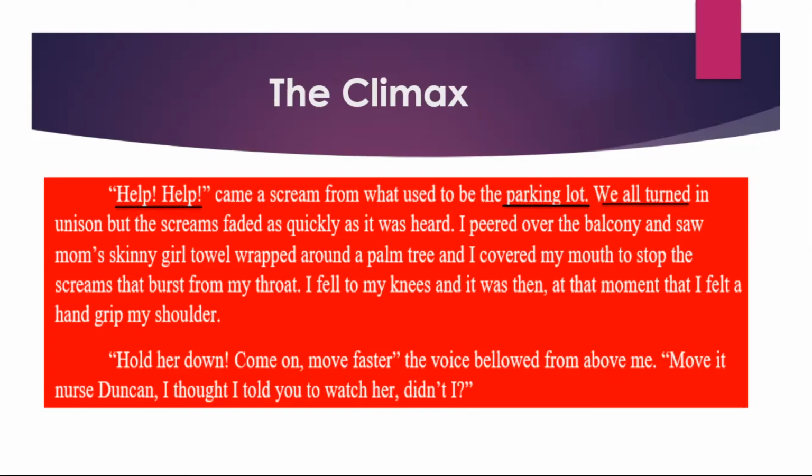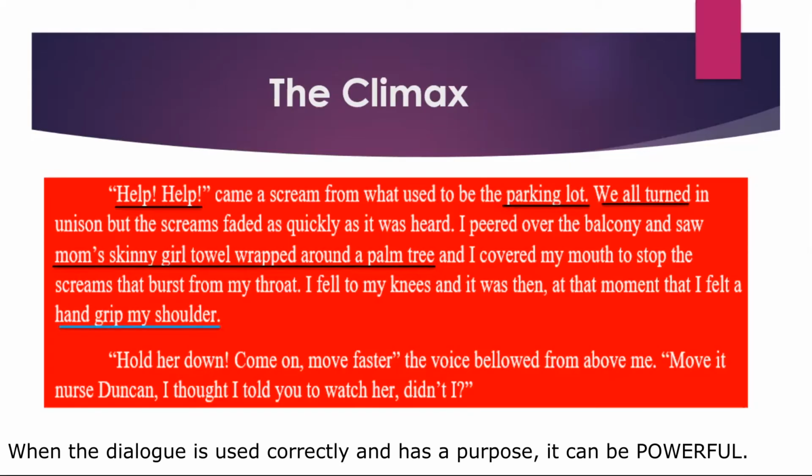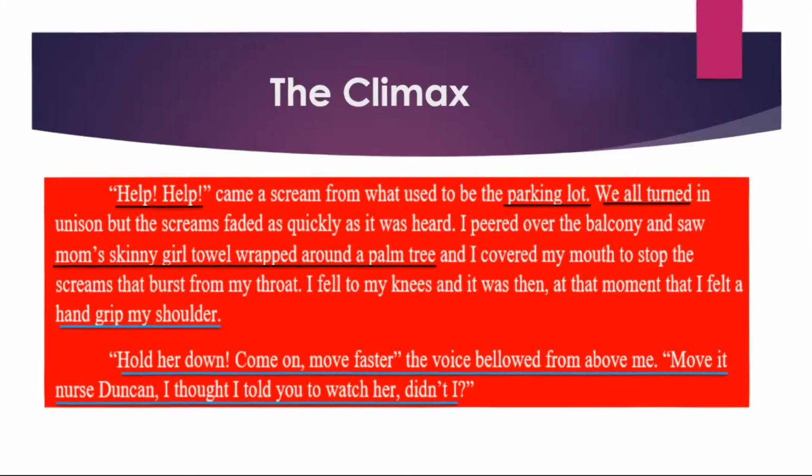We get to see that she's no longer there by herself because of the use of the pronoun we, which shows that other persons are there with her. We see that she sees her mom's towel from where she stands, and obviously this drives fear into her. The twist is introduced by the hand grab, the narrative, and also the means of the dialogue that we see at the bottom. Let us now move on into the falling action.